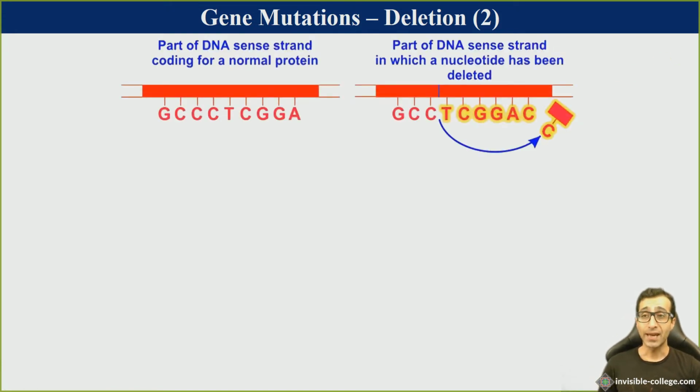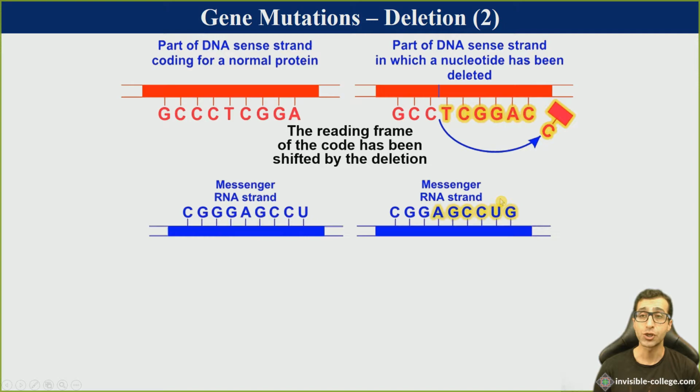Okay, so here again is part of the DNA sense strand which codes for the normal protein, and here is part of the DNA sense strand in which a particular nucleotide has been removed. Now let's look at the consequence of that. Everything downstream from that, in terms of the triplet reading frame, has been changed by this deletion.